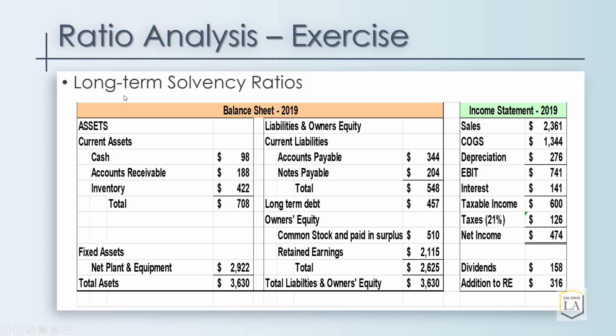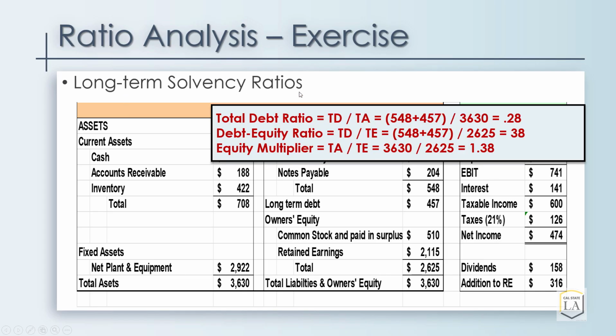Next, if we want to compute the long-term solvency ratios, you would have to take the total liabilities, but here you don't have the total liabilities, so you'll have to compute it on your own, which is total current liabilities plus long-term debt. So you just add these two amounts to find the total debt, and then you divide that by total assets. That will give you the total debt ratio.